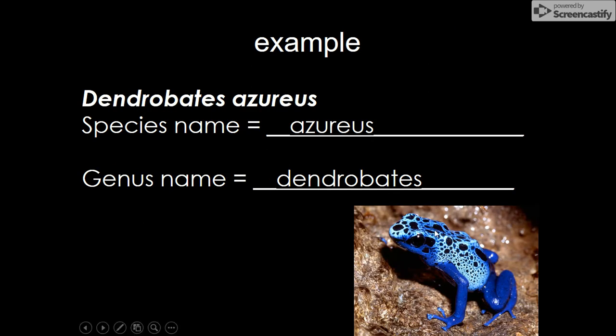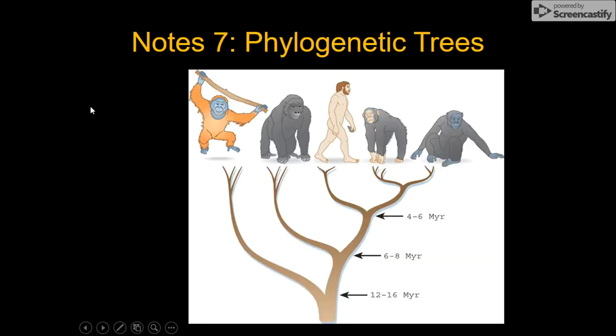So, for example, this frog may not be called a frog in another country, but we can use a scientific name. Now, remember, the genus name comes first, and then the species name comes second. Kind of like a sentence, the first letter is capitalized.